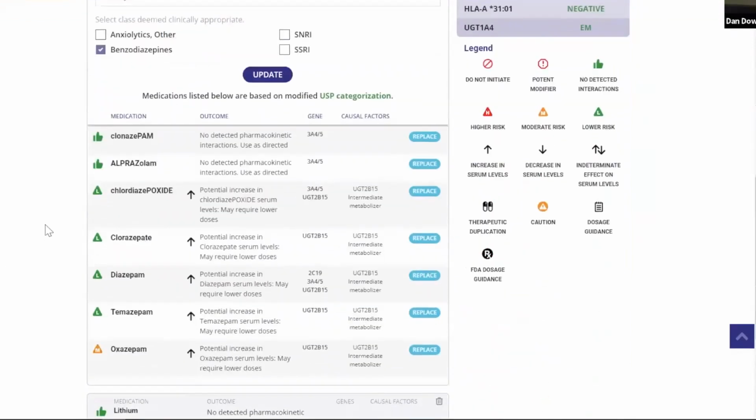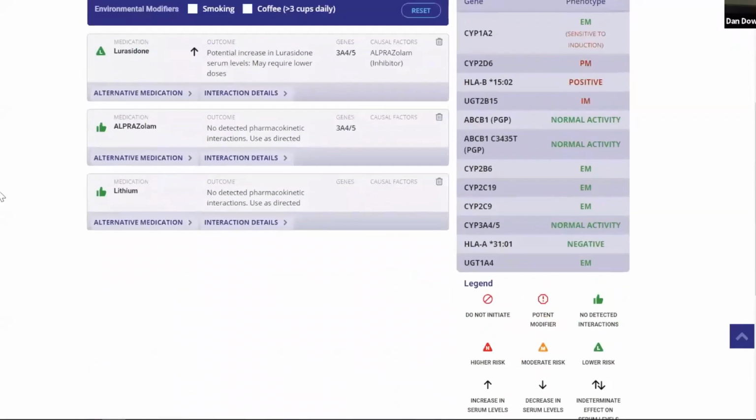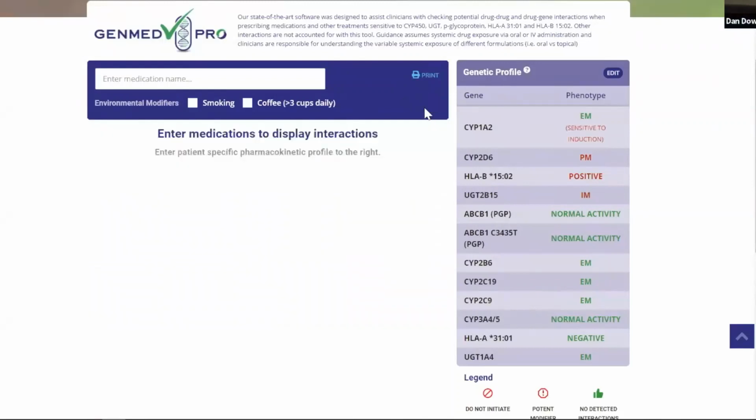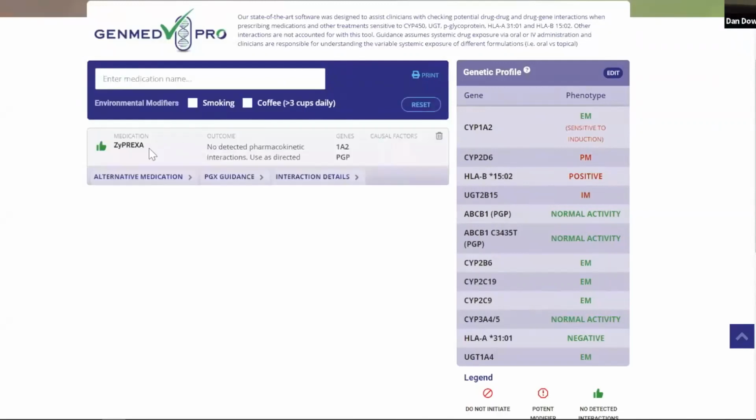And then maybe I'll replace the Ativan with alprazolam. So we have just turned a fairly complicated and risky drug regimen into a much cleaner drug regimen because there's less interference. We can expect more standard exposure to these medications compared to our original medication list. Okay. I'm going to reset these medications and I'm going to add Zyprexa into the list here. Zyprexa with this cluster of genes looks pretty clean. No major interactions. We get the thumbs up right here.